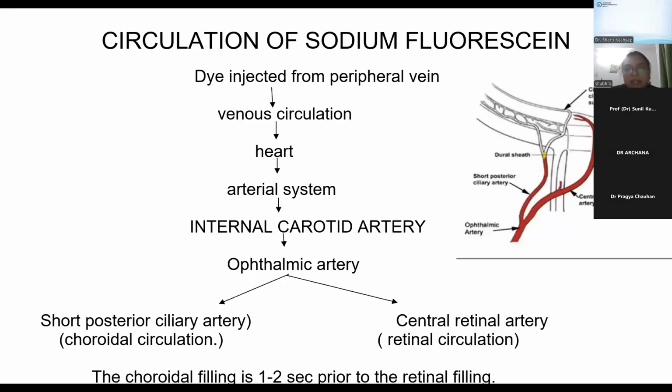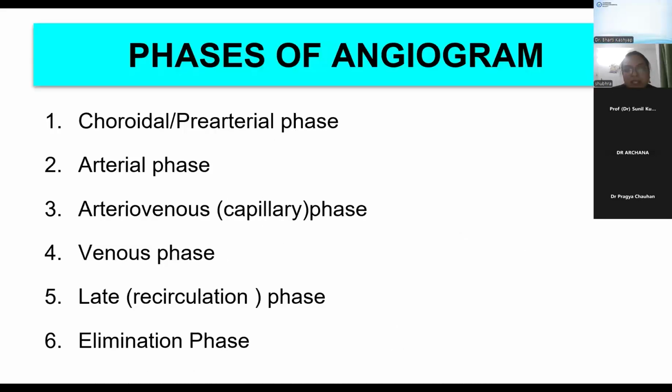So this is how the dye goes: you inject it, it goes to the heart, the arterial system, then the internal carotid artery, ophthalmic artery, and then it goes to the choroidal circulation and the central retinal artery. So the choroidal filling is 2 seconds prior to the retinal filling.